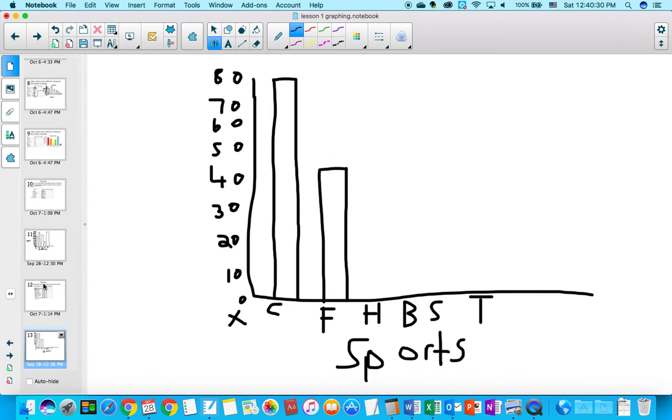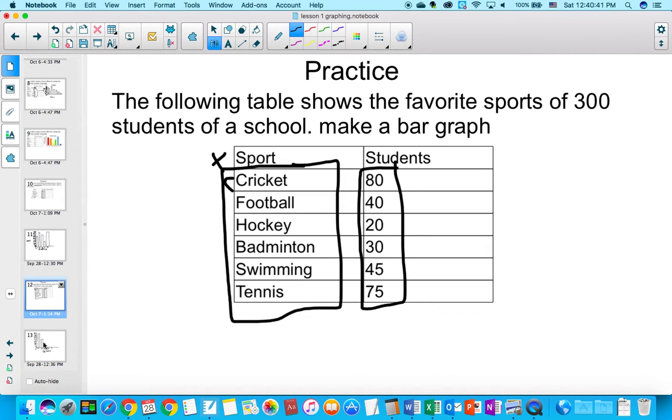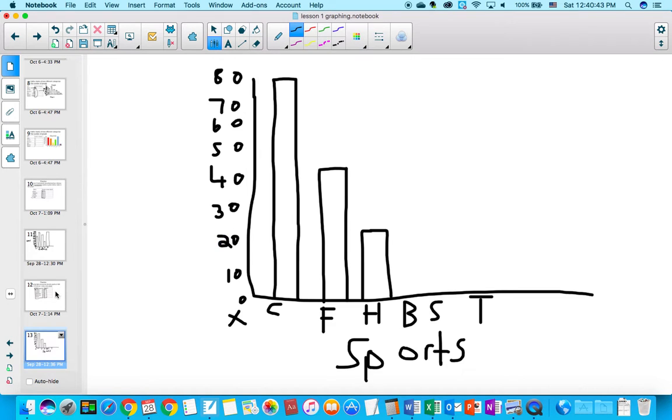right? And then we have hockey. We have 20, so 20 people here. So you can see this bar graph's a little bit better than the other one. I'm trying a little bit harder to get it nice. Badminton, right? Badminton was 30, so we go from 30 to badminton. Now again, this might be a little squished.